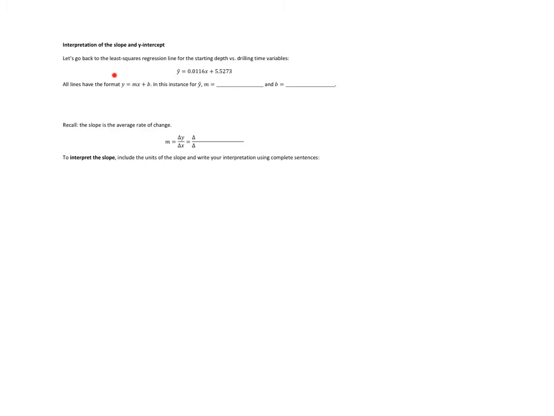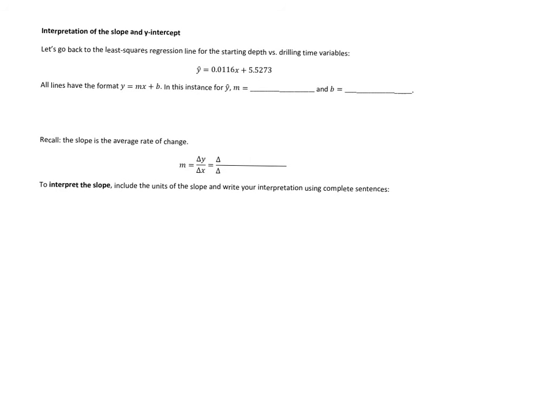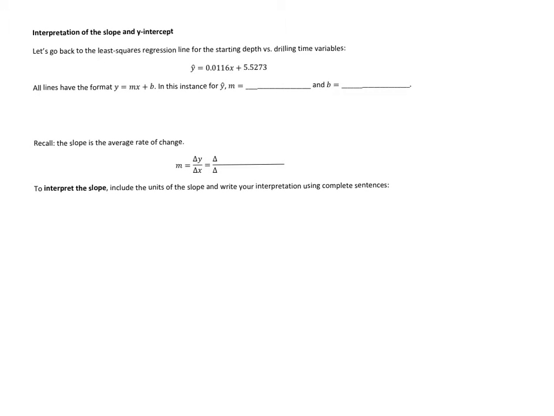And we know all lines have this format, y equals mx plus b. So in our case, our slope for this line is 0.0116, and the y-intercept is 5.5273. So let's write that in. I'm going to make this a little bit bigger. So m is 0.0116, and our y-intercept is this. Remember, y-intercept happens when x equals 0. So in this case, the y-intercept happens when the explanatory variable is 0.